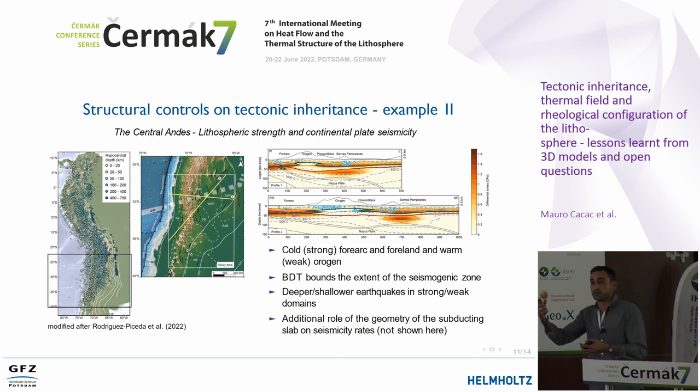And we have a study that goes from the Baltics up to the Himalaya that shows the same trend. The orogen is weak, and there you get shallowing of seismicity. While if you move to the foreland, then it gets stronger, and seismicity goes through the entire crust. There's also an additional role of the subducting slab, but we're not showing that.